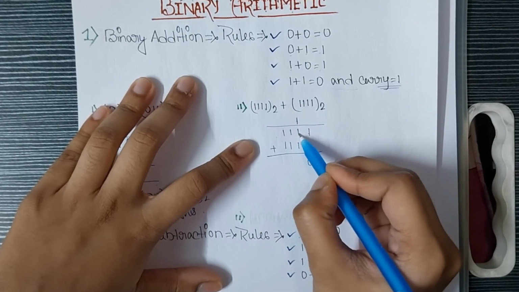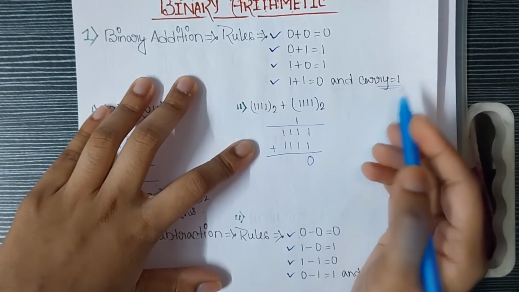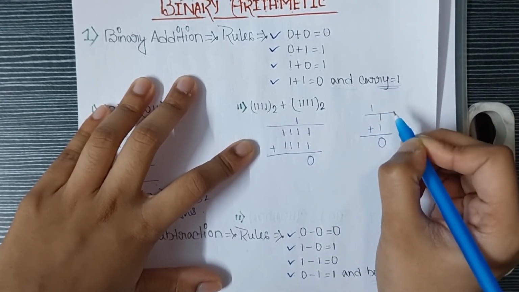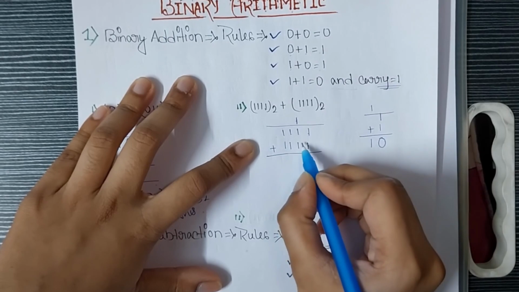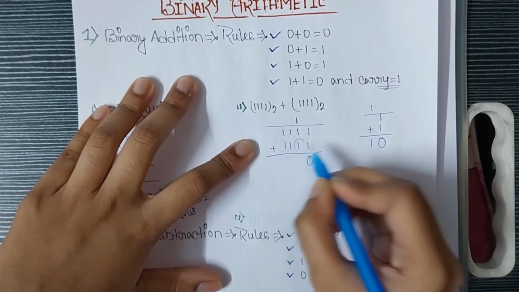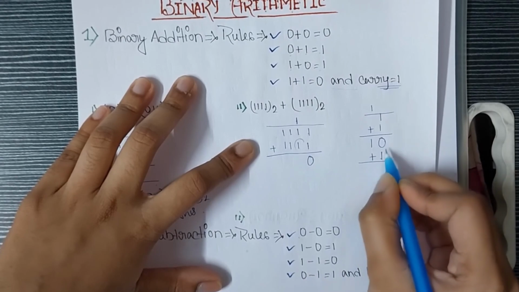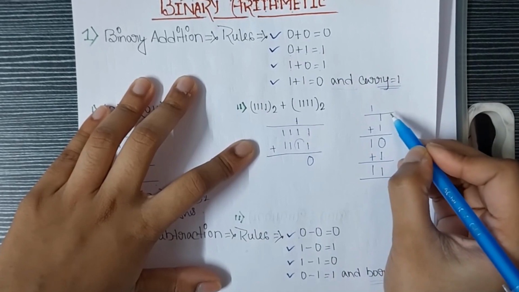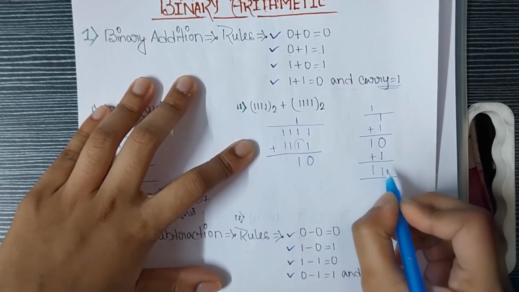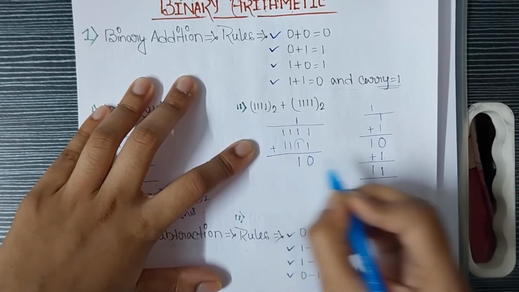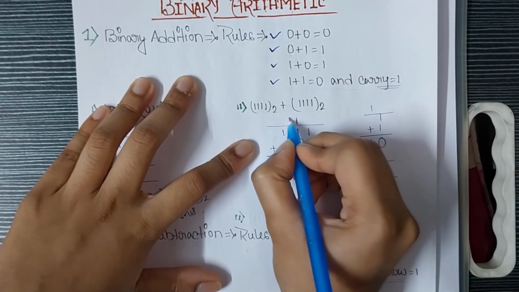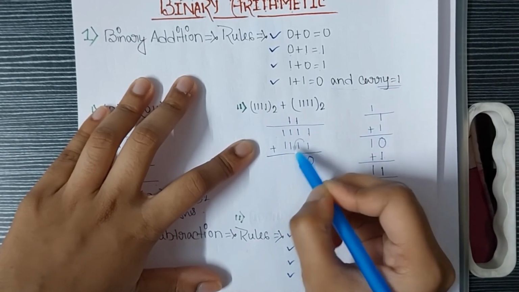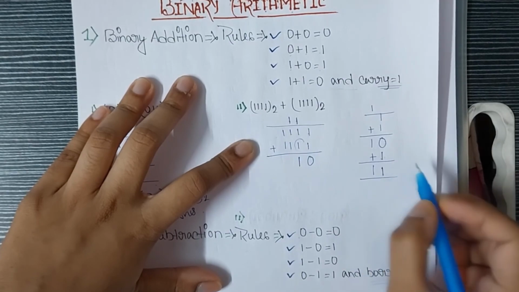So again 1 plus 1 is equal to 0 and there will be a carry, and there is another 1 which we have to add. So 0 plus 1 will be 1, and 1. So the result is 1 1. The right one we have to write here and the left one we have to add with the next column. So here is also 111 like the previous one. So the result will be 1 1.